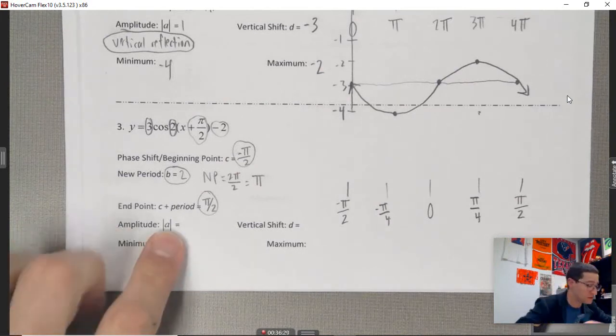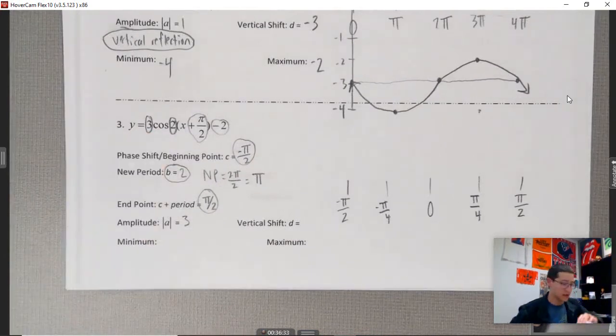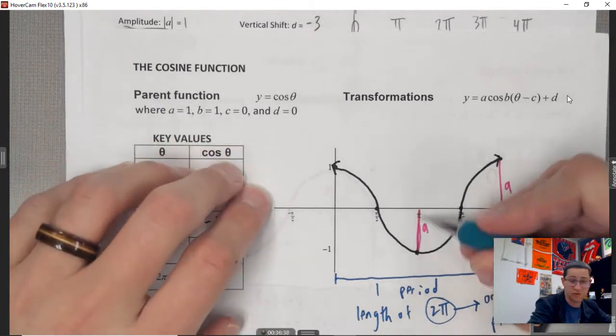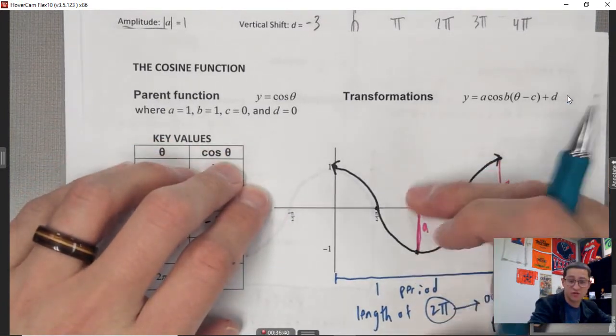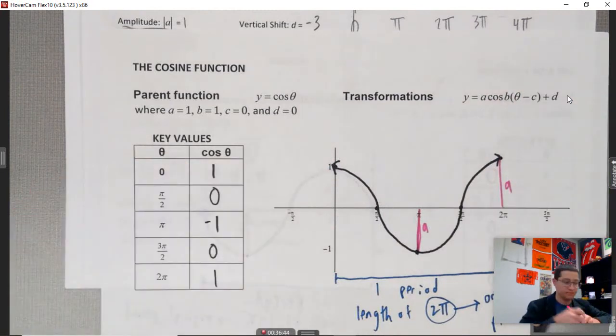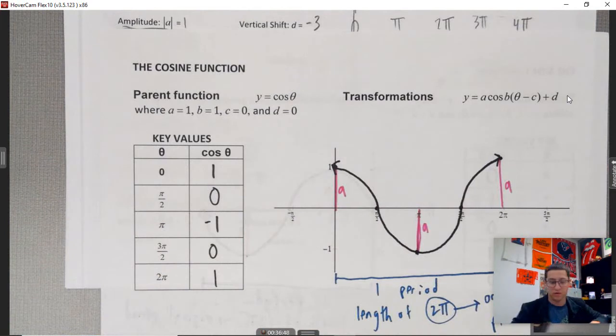Cool. Amplitude, going to be 3 here. We're working with cosine, so here's your cosine. Instead of an amplitude of 1, this is going to be stretched 3. Same here, and then same here, right? And actually, amplitude there as well, just so you can see all of them.